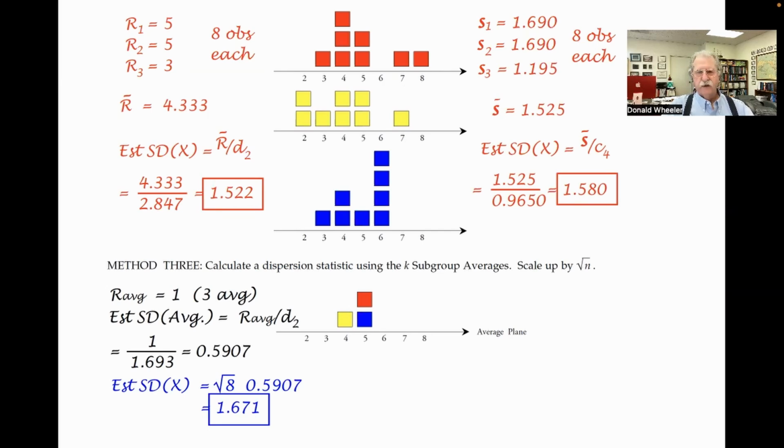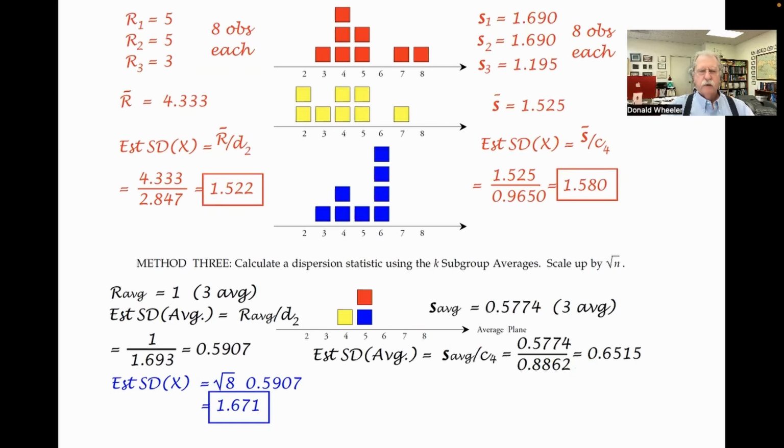And if we use our standard deviation statistic, well, we put the 5 and the 4 and the 5 in the fancy calculator and push the magic button. And the standard deviation statistic for the 3 subgroup averages is 0.5774 based on 3 averages. So an estimated standard deviation for the averages would be S of the averages divided by C4, 0.5774 divided by the C4 factor for 3 data, which is 0.8862, gives us a 0.6515.